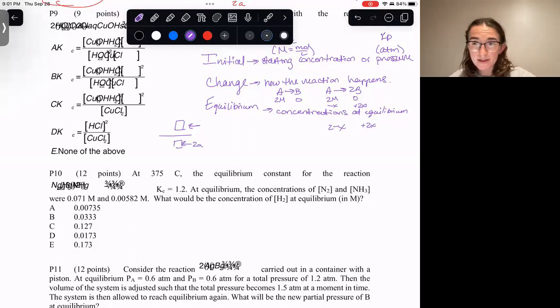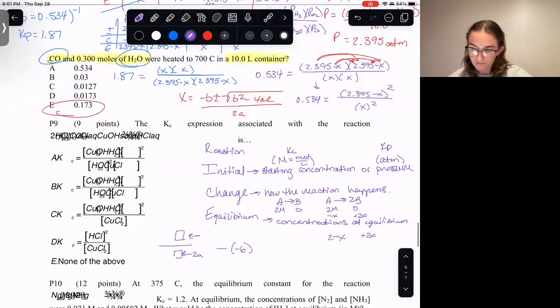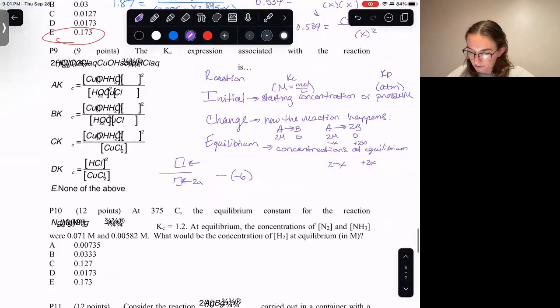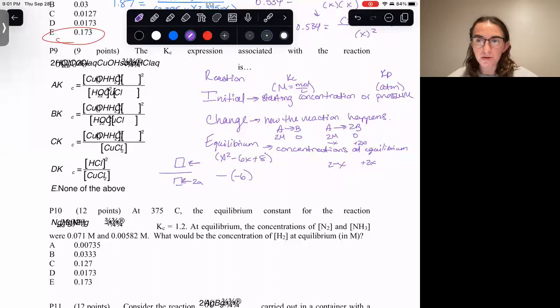In terms of parentheses, I would do a negative and then parentheses, whatever your b value is. So in this case, we said it was -6, for that practice one we were doing: x squared minus 6x plus 8. So that's negative b. You cannot do plus or minus at the same time. You have to pick either plus or minus. I recommend doing the plus first.